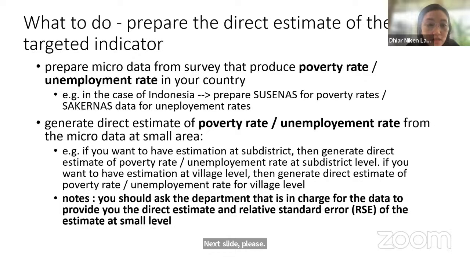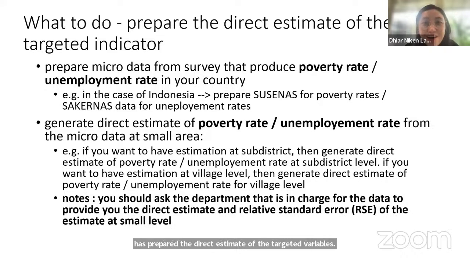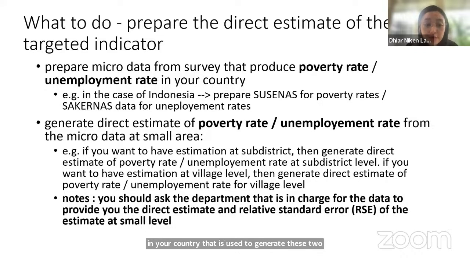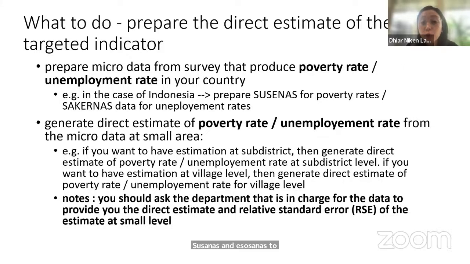Okay, let's dig deeper into the first step, which is to prepare the direct estimate of the targeted variables. I assume that by now you have already identified the survey data in your country that is used to generate these two indicators, poverty and unemployment rates. Like I said before, in Indonesia we use Susenas to generate poverty and Sakernas to generate unemployment rate at the municipality level officially. I also assume that by now you have identified which division in your institution or country produces those kinds of surveys.